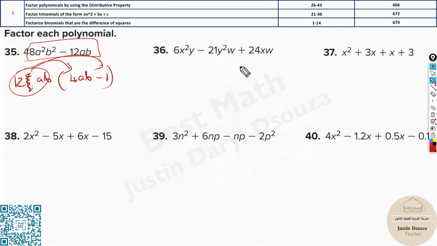Now, even over here, see, now here there is not 6. Okay, 3 is a factor. 3. And what about the other alphabets? X squared, not there. Why? See now, you cannot take any of these letters. Why? Because x is there in this and last, whereas y is there only in these two, and w is only in the last two. So that's it. You're remaining with 2x squared y minus 7y squared w plus 8xw.